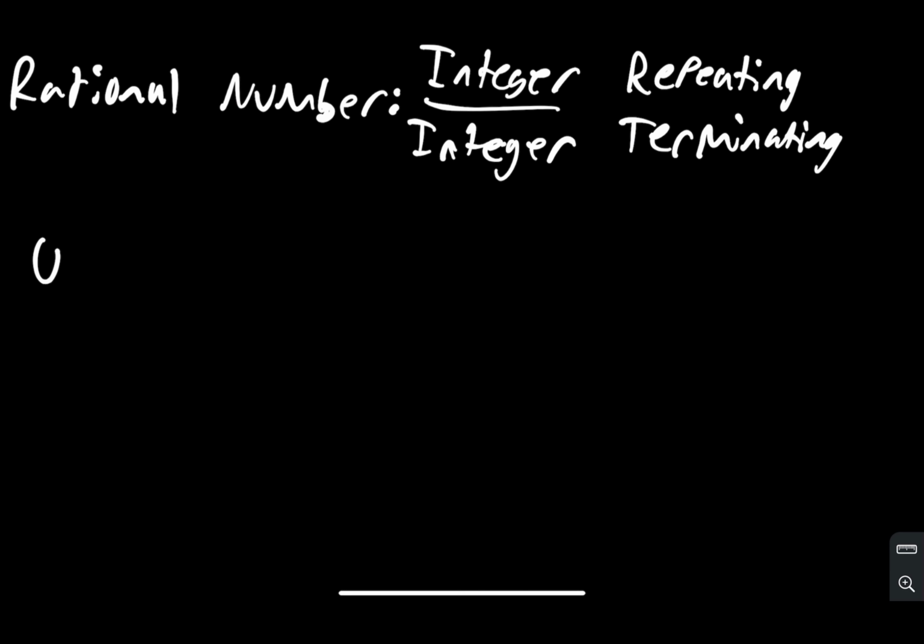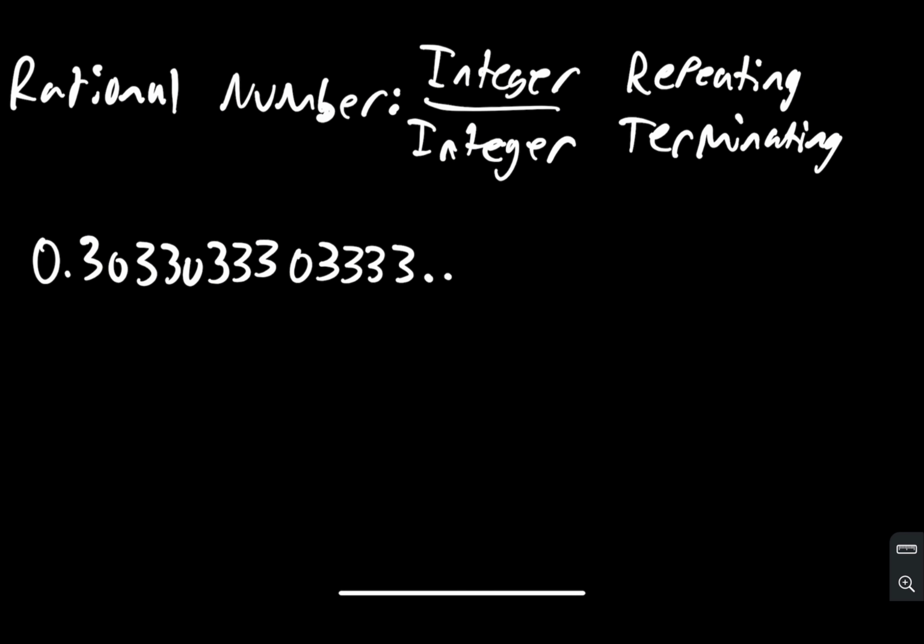Now for this last one, we're going to do 0.03303330333, and so on. For this number, can we write it as an integer divided by an integer? Well, you can't, because 0.303 and so on is not an integer itself. You can't do that number divided by 1 because 0.303 and so on is not an integer. So therefore, it's going to be irrational.